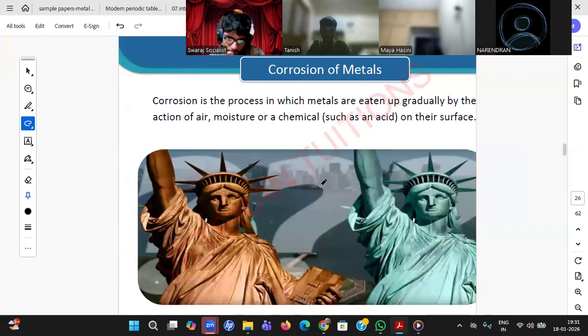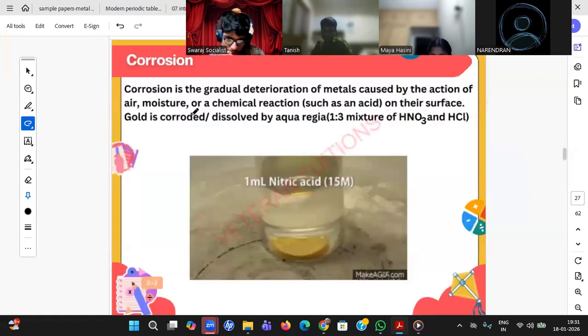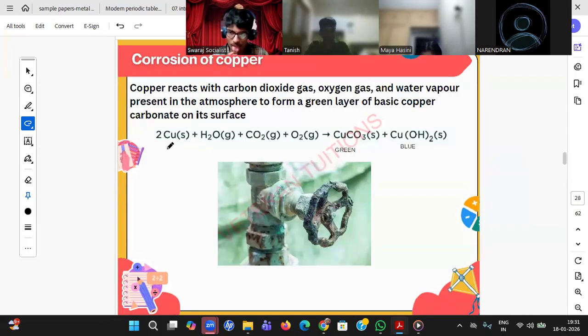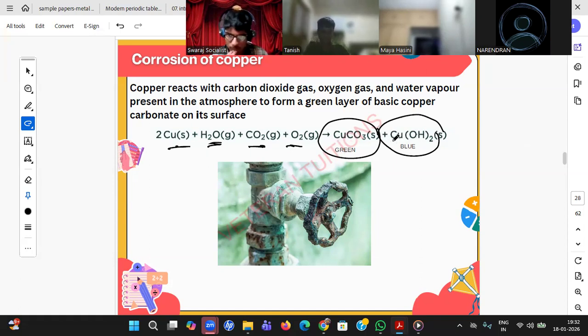The final and easy part, corrosion, is still left. You see, copper will be corroded like this, student. We need to avoid it. So why does corrosion happen? Corrosion means the deterioration of metals. Whenever air, moisture, and a chemical reaction are involved, things get corroded. Like you can also say in aqua regia, gold is corroded or dissolved. Like copper with water, carbon dioxide, and oxygen in the atmosphere, it forms copper carbonate and copper hydroxide. You see on the tap some green and blue color. That is what these two compounds are. Corrosion of copper.